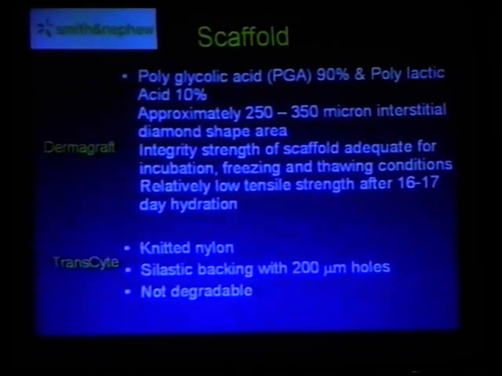The scaffold for Dermograft is a PGA, PLGA scaffold, familiar to you. It has interstitial diamond-shaped spaces in it of about 250 to 350 microns. It is irradiated and it hydrolyzes quite rapidly, and I'll come back to that. By contrast, Transcyte, which I'll discuss a little later, uses a nylon scaffold which is not degradable, and it uses a silicone backing.